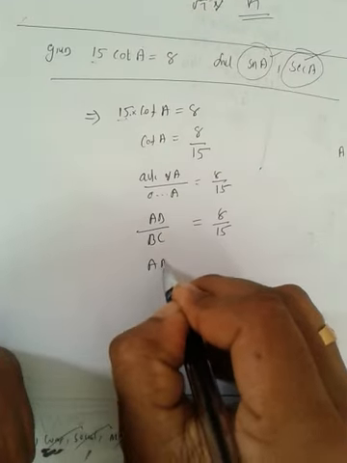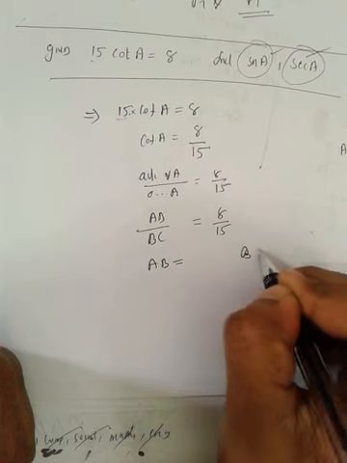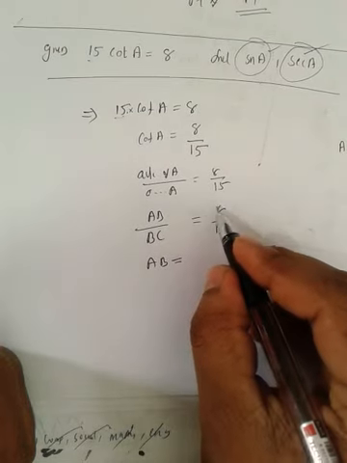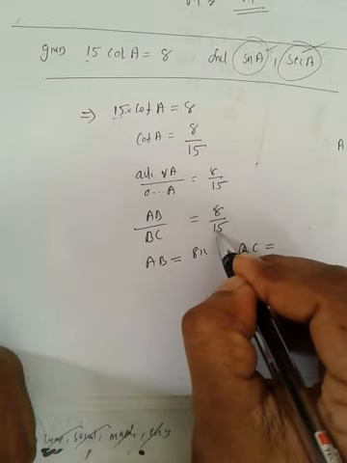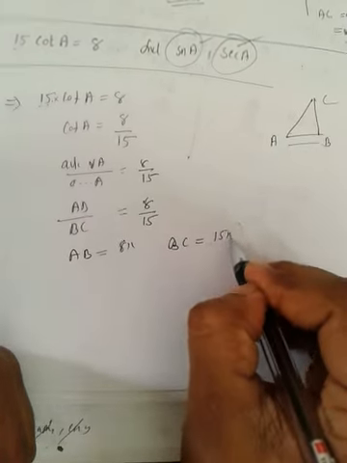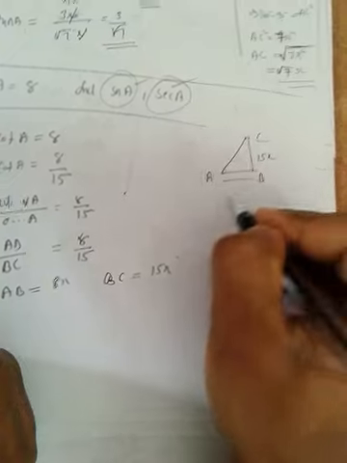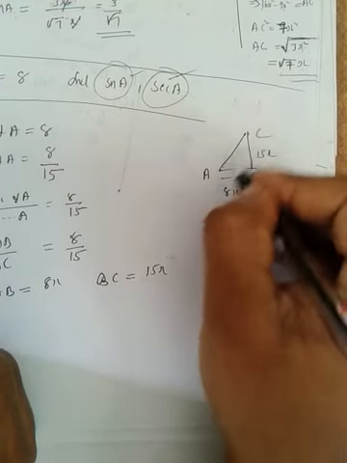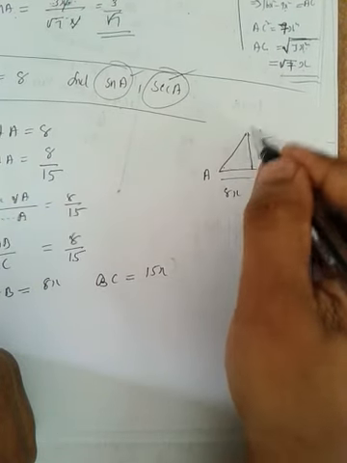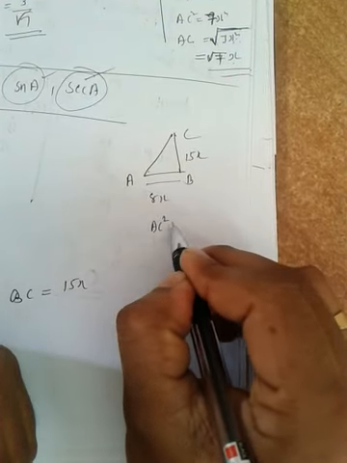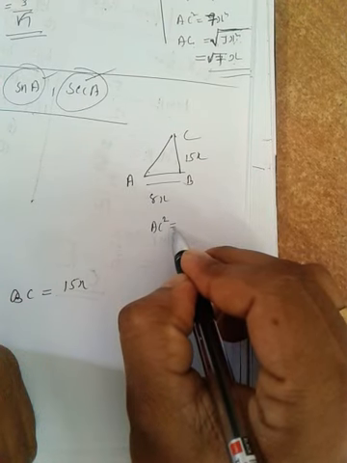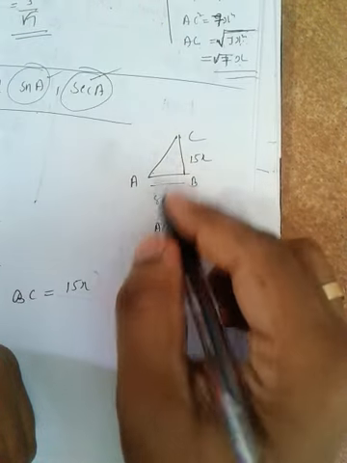So AB will be 8x and BC will be 15x. And we are supposed to calculate one more side because one more side is still remaining. So use Pythagoras theorem. Pythagoras theorem says that hypotenuse square is equal to base square plus height square. That means AC square will be, hypotenuse is AC.